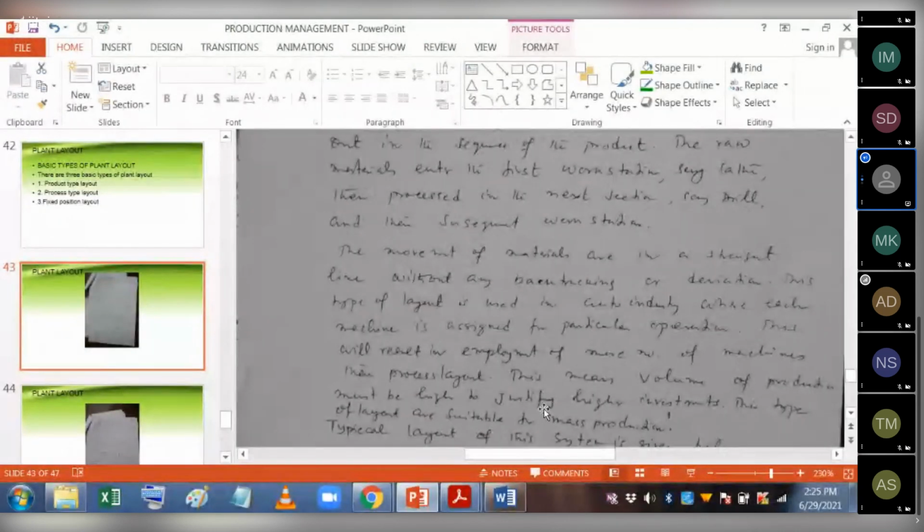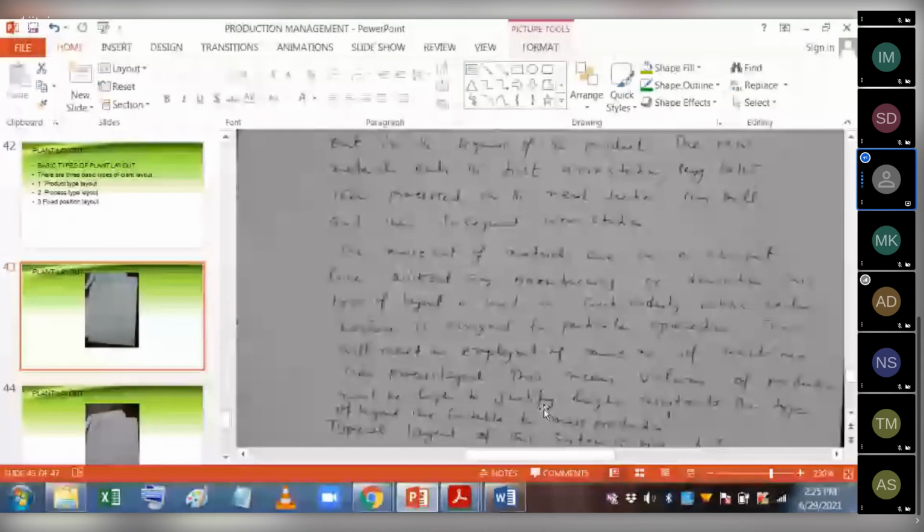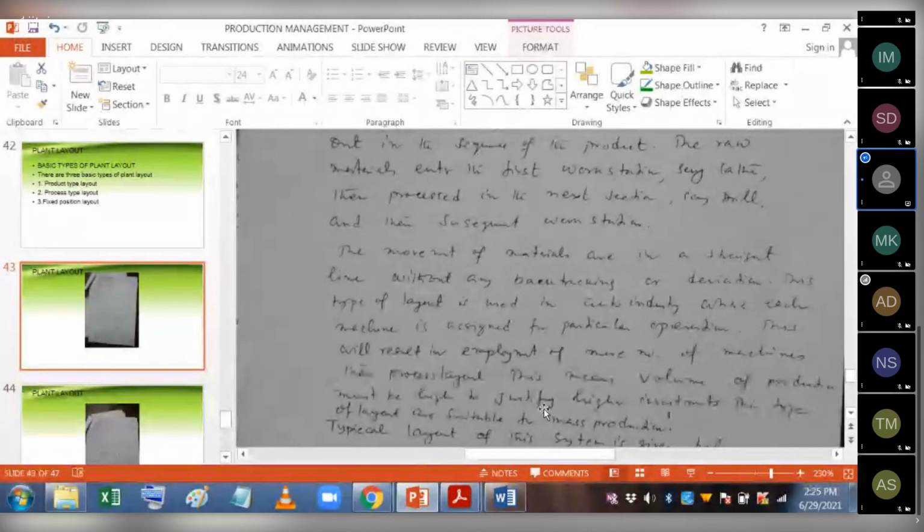But in a process type layout, there is a welding shop where all welding machines are clustered, and the jobs will come one after another. They will be welded in all the machines. Job 1 in welding machine 1, job 2 in welding machine 2, like that. And they will be going to the next station. That is the difference between process type and product type.